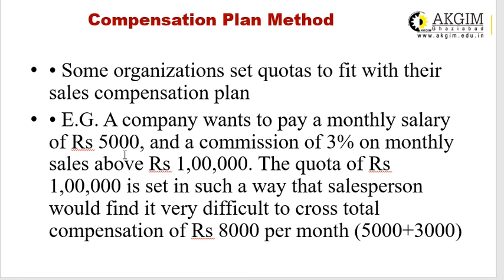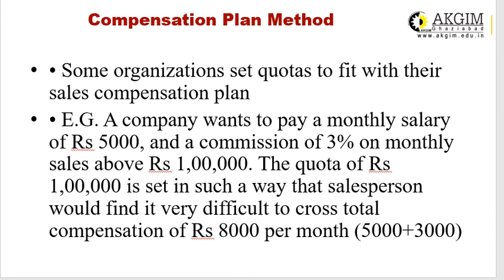Then we have the compensation plan. So what is actually happening in the compensation plan method? Some organizations set quotas to fit with the sales compensation plan. For example, a company wants to pay a monthly salary of rupees 5,000 and a commission of 3% on monthly sales above rupees 1 lakh. So the quota of rupees 1 lakh is set in such a way that the salesperson would not find it very difficult to cross and reach the compensation of rupees 8,000 per month. So accordingly, the sales quota is decided by the manager.